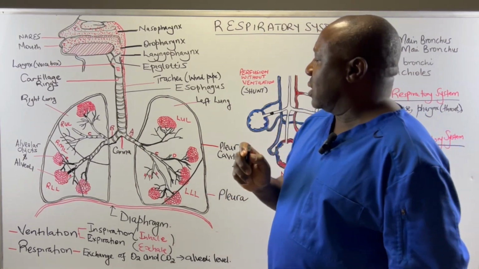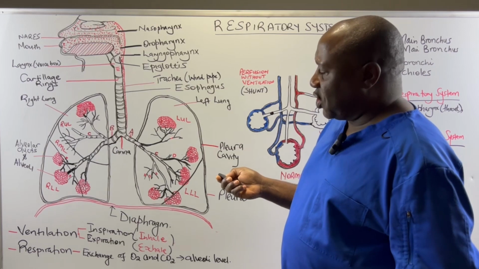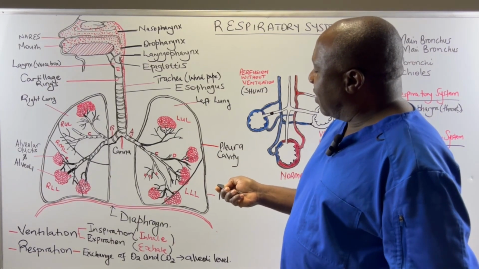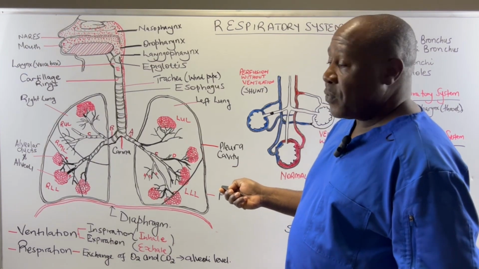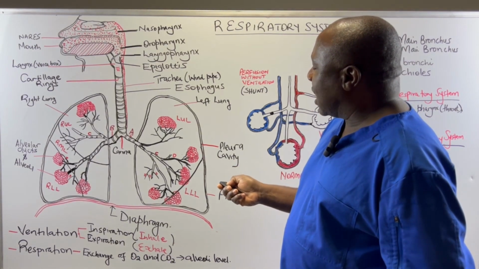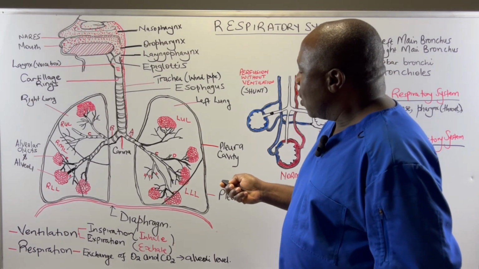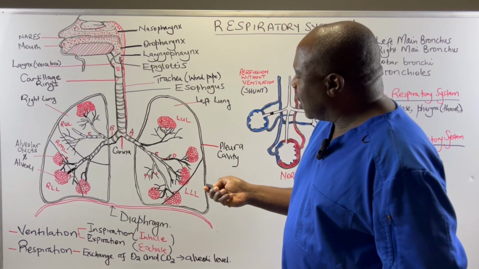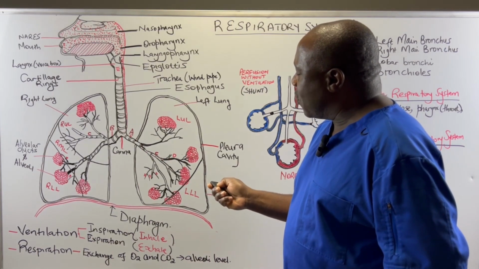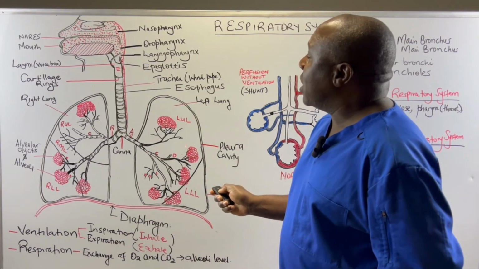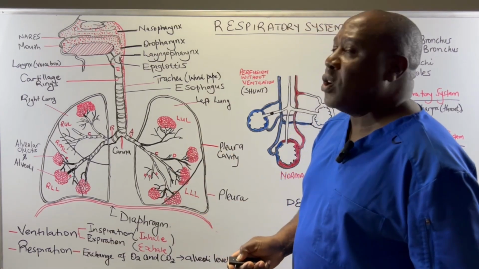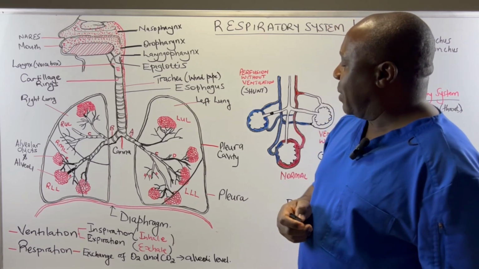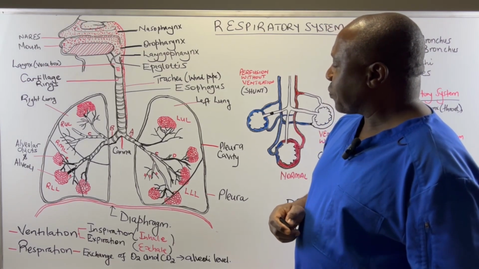Now, I want you to note that gas exchange occurs at the alveolar level. In other words, carbon dioxide moves from the bloodstream into the lungs to be expelled from our bodies, while oxygen moves from the lungs, or the alveoli, into the bloodstream so that it can be taken to the rest of the body to help the body tissues.